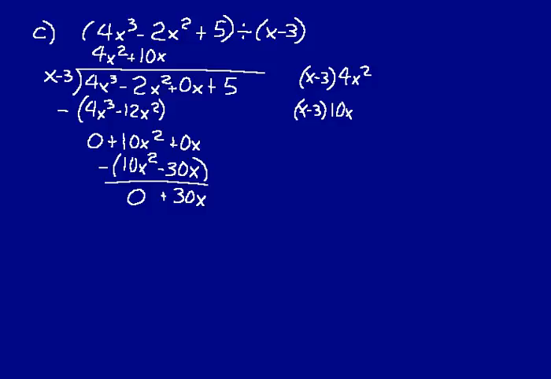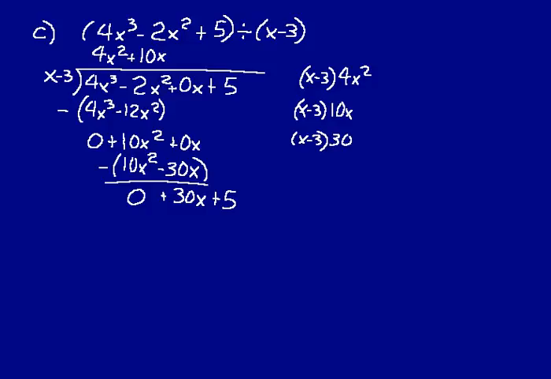Now we can bring down the 5. And now we think about what we need to do to that 30x to get rid of it. And so we have x minus 3. What could we do to that to get rid of the 30x? We can multiply it by 30, right?